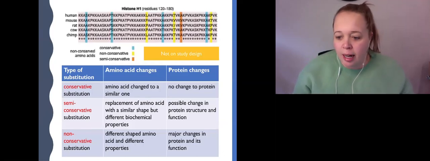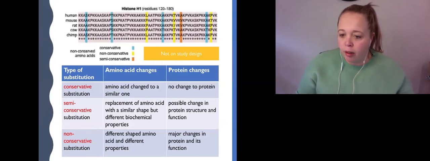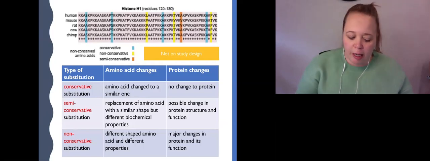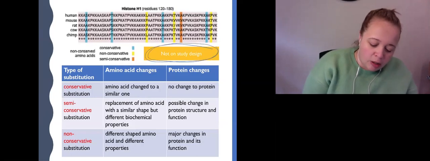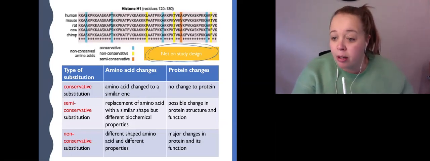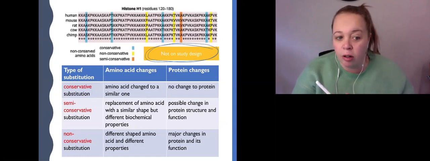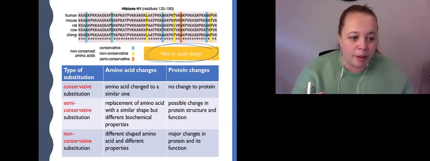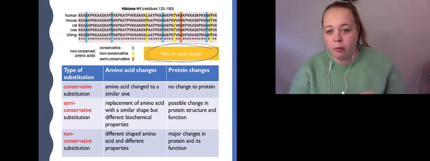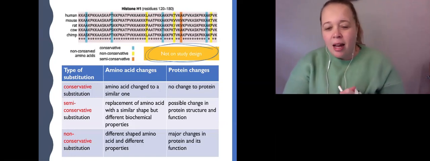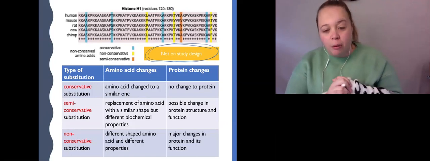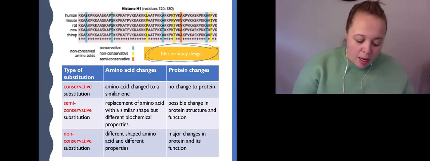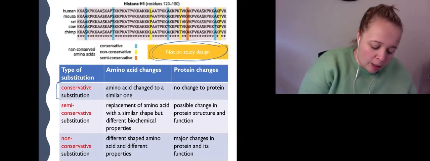Now, this table, which is pretty much on the first part of page 2, is not on the study design, these different types of mutations and different types of comparisons. However, I like to just really quickly go through it. This is about different changes that cannot change the protein very much, which we discussed when we did our mutations prac. So when we look at a conservative substitution, these are talking about types of mutations.